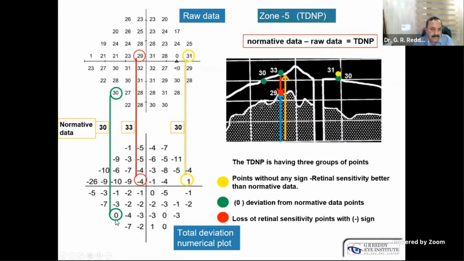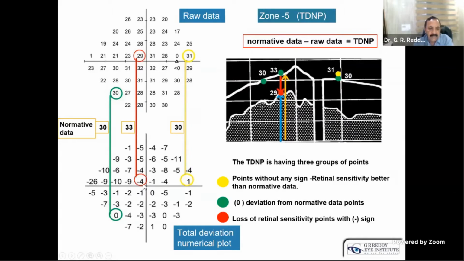If there is 0 deviation, that means the measured retinal sensitivity and the normative data are the same. A 0 in raw data is absolute scotoma. A 0 in the total deviation numerical plot is a normal sensitivity point. And usually, in the total deviation numerical plot, we can have 3 sets of points: the points without a sign, that is a 0, which are normal, better than normal sensitivity points, or points with minus, that is loss of sensitivity points.